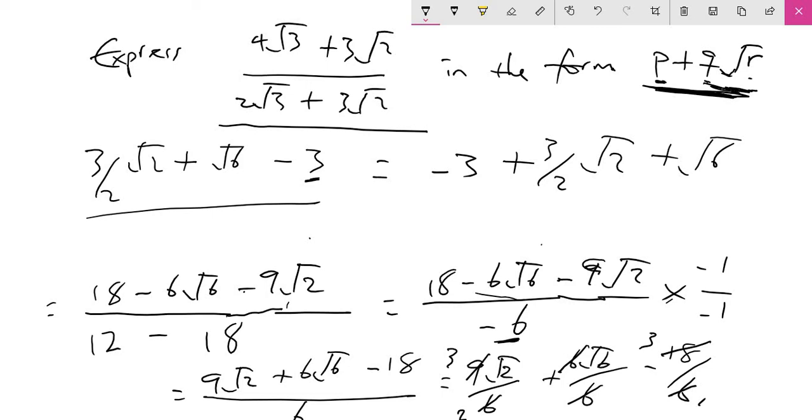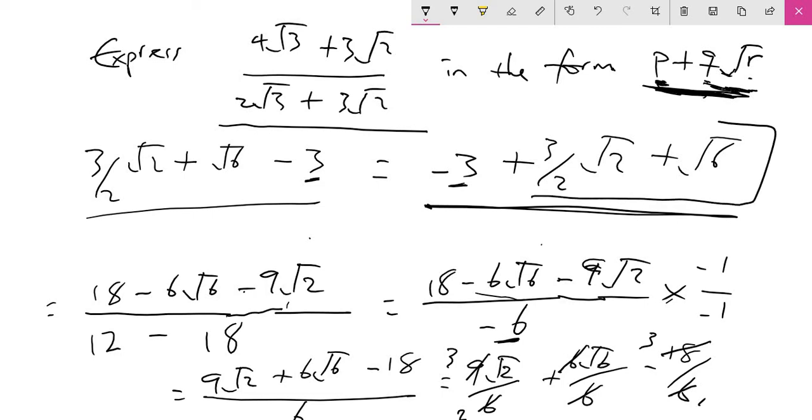Okay. So this basically expresses the expression in that particular form, where minus 3 is p, but this whole entire expression is actually q root 3. So q root 3 basically means the expression with the irrational number, and this whole expression has the irrational number. So this does the trick. So let us move on. Let us do a couple more of these.